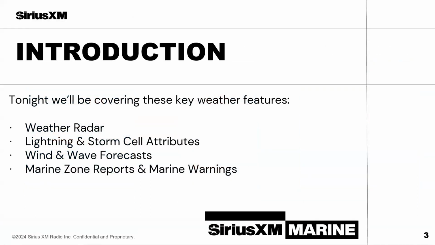We're going to go through the most useful, or the most common, I should say, features that include weather radar, lightning and storm cell attributes, wind and wave forecasts, and then marine zone reports and marine warnings. So Dan's going to walk us through each one of those features as they appear on your Simrad display.